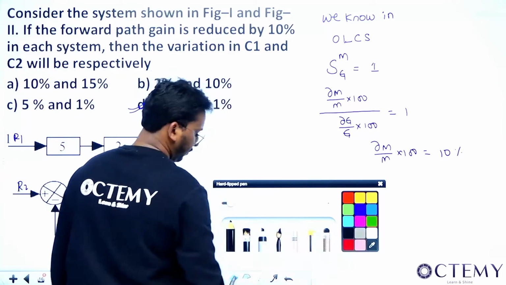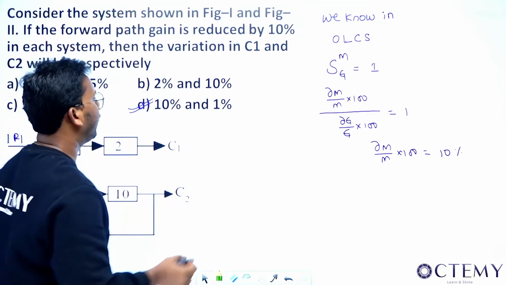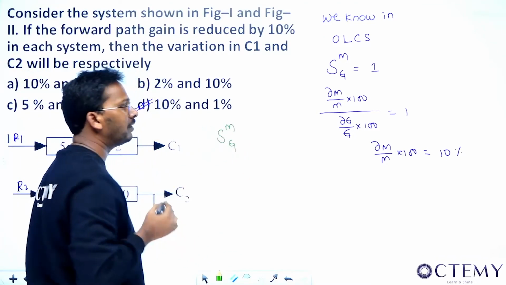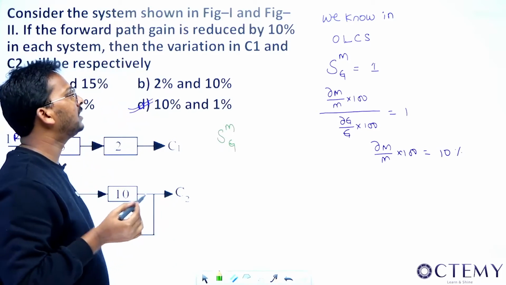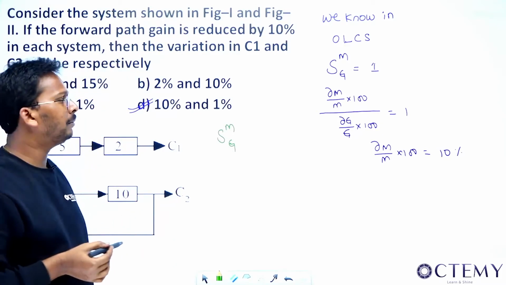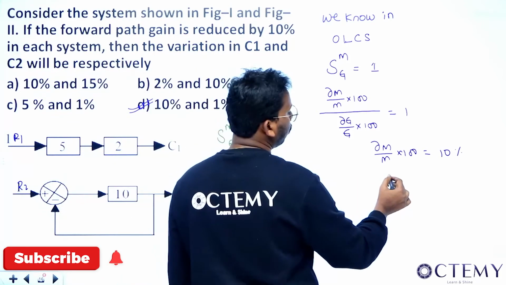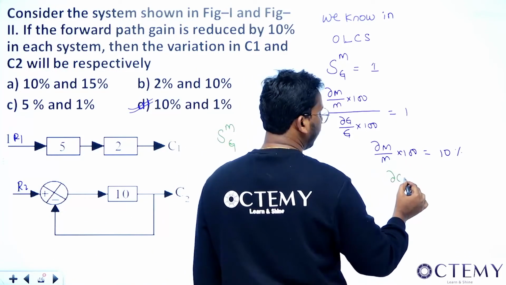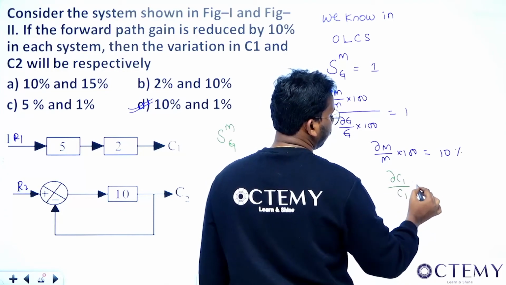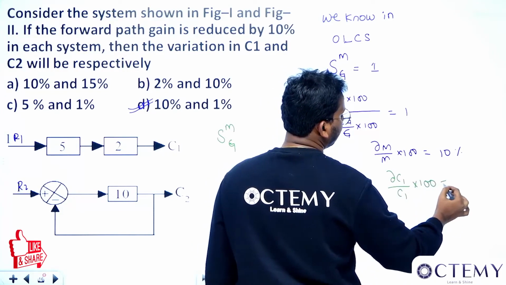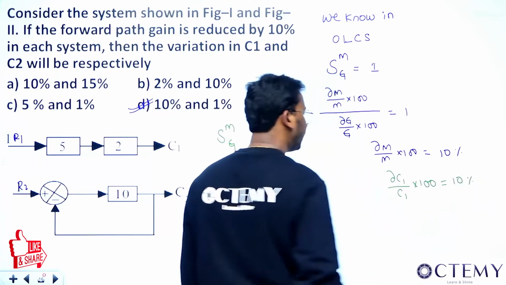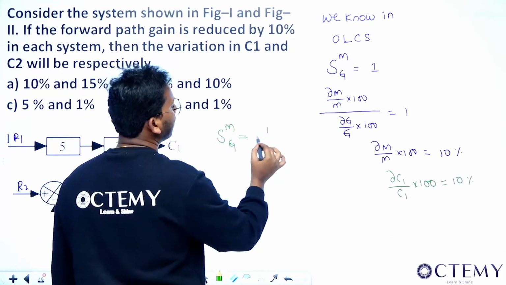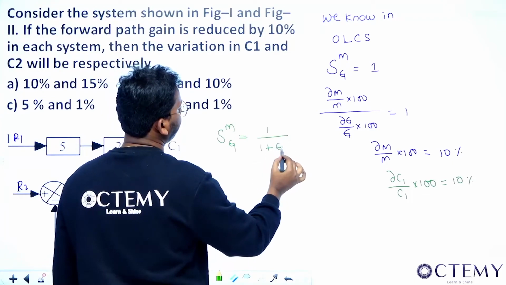Now, in the closed loop feedback system, we know the sensitivity of M. Why am I doing it with M, sir? Because the variations in C are obviously reflected in M. So whatever is your dou M by dou M into 100, that will be the same as dou C by C into 100, because generally the input is not changing, right? Similarly, if I do this, what will I get? I will get this as 1 by 1 plus GH.